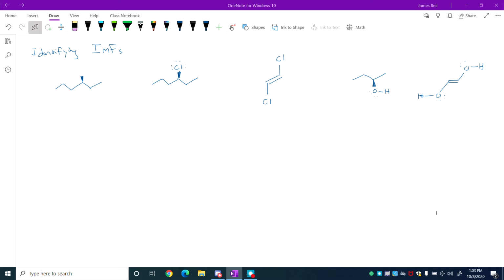So the first topic that was asked about by someone in the class was on intermolecular forces. How do you identify, if you're given a structure, what type of intermolecular forces the molecule would be capable of? And so I've got some structures here that we can use to discuss this question. Let's take a look at the first one here.